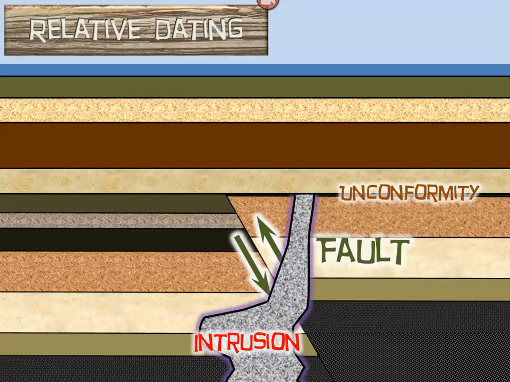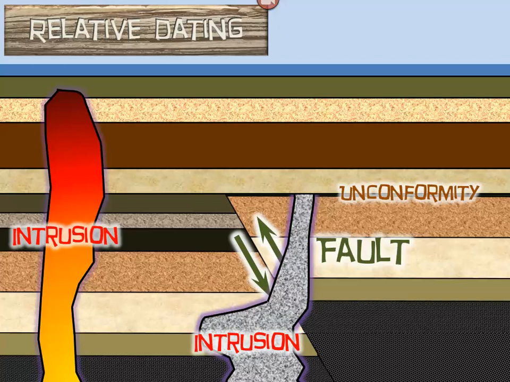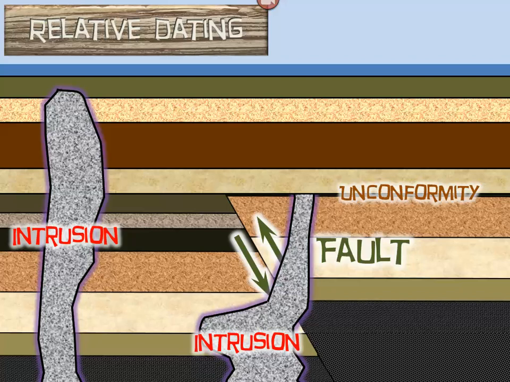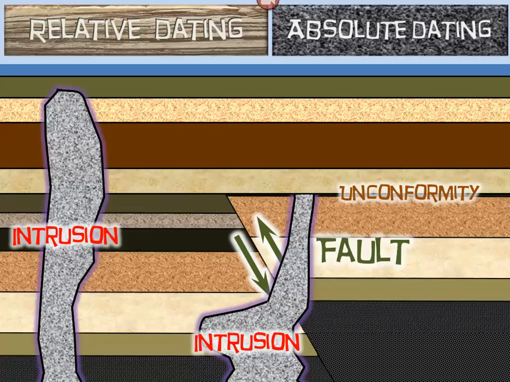Maybe another intrusion comes in. There's a dike there sticking up, and that will eventually cool into rock. And now you have something kind of interesting, because not only do you have a bunch of sedimentary layers where you can figure out which came first, second, third and fourth, but you also have some igneous rocks. And igneous rocks have a birth date, which allows us to do some absolute dating. If you look at the radioactive isotopes in these intrusions, you can figure out how old they are within about 1 million years pretty accurately.